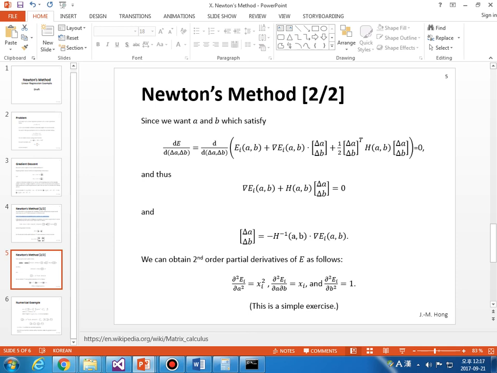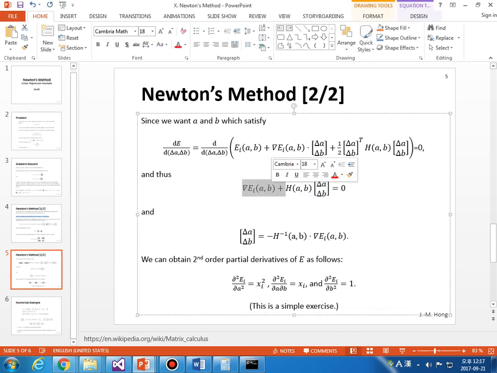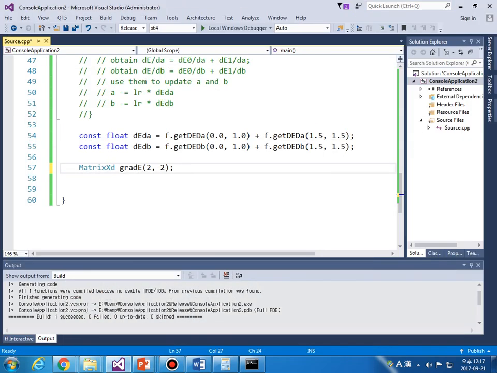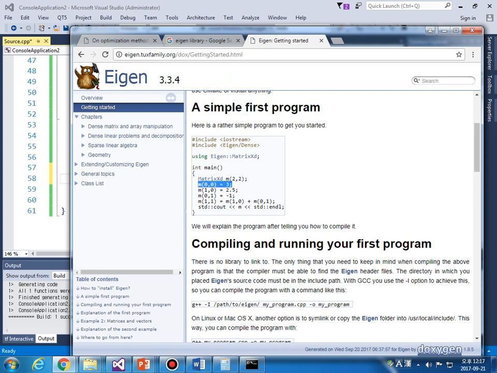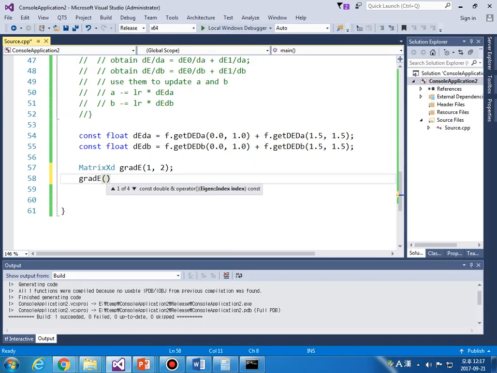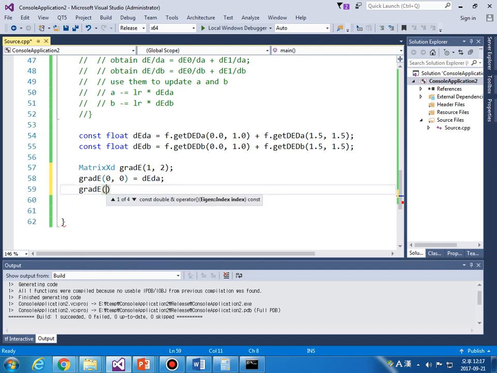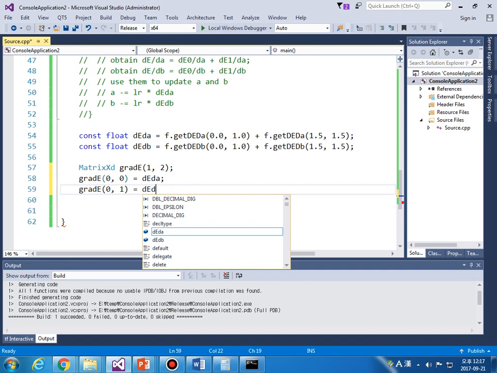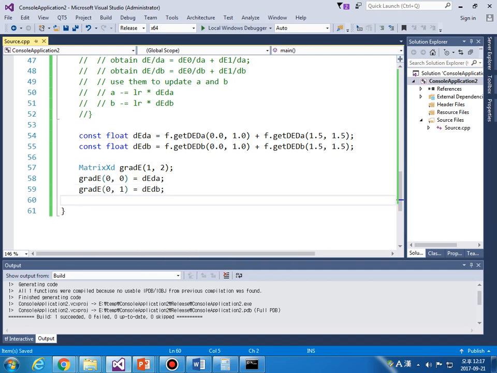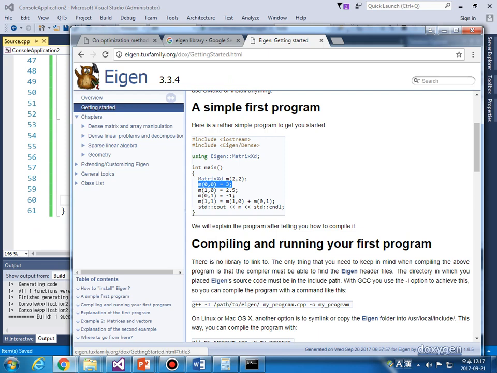I think, yeah, this should be a column matrix. So this should have one column and two rows. And this is notation: grad E 0 dE dA, grad E 1 dE dB. Okay, and we may double check by printing it.